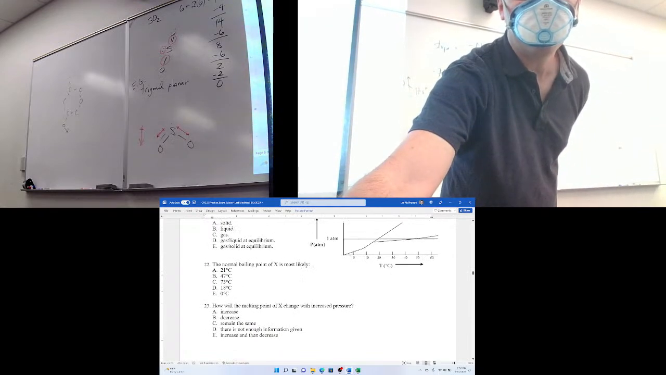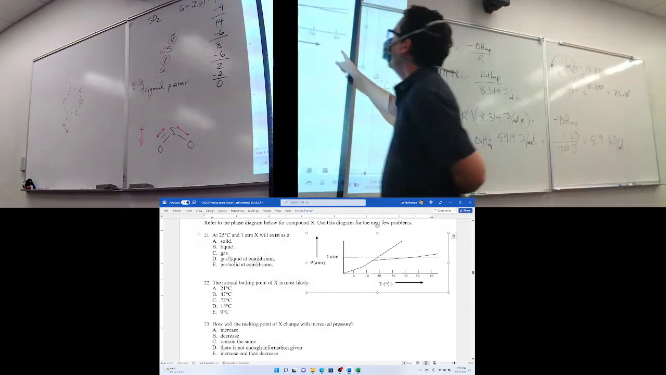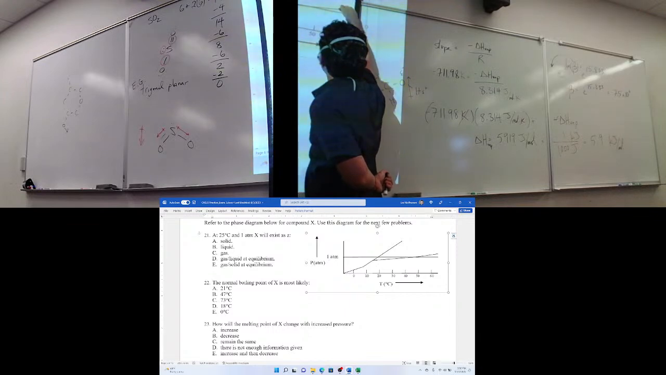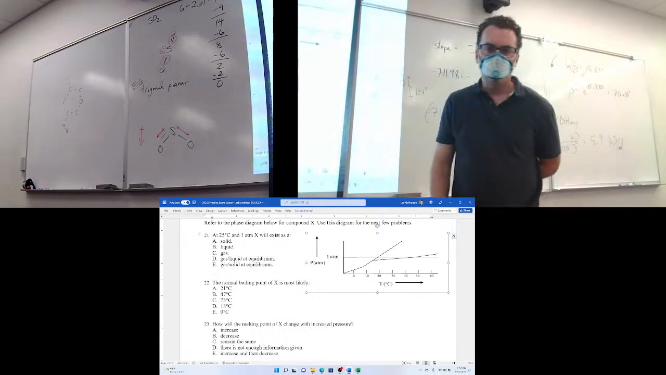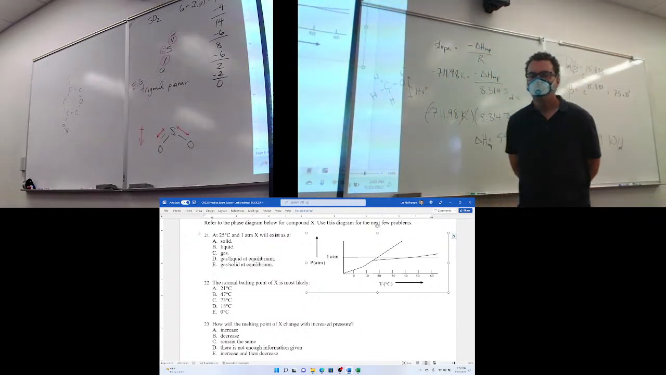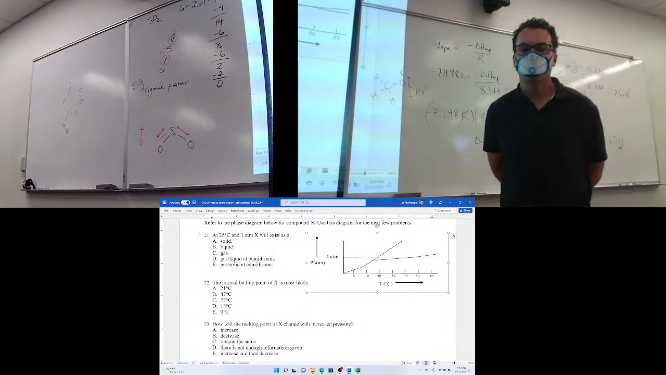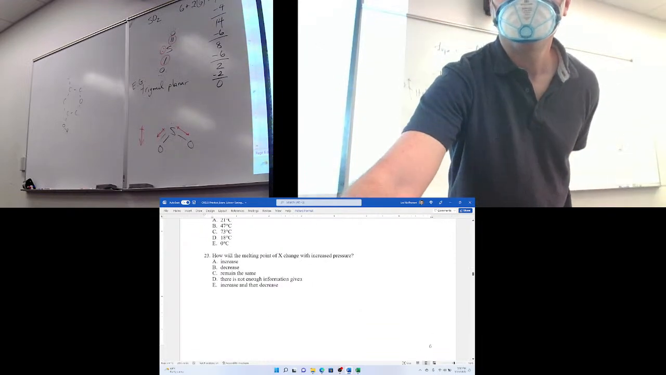How will the melting point of X change with increasing pressure? So as I increase the pressure, if I go up here, the melting point is going to go up. So the melting point is increasing until there's no more melting point, and we've reached a critical temperature. Okay.